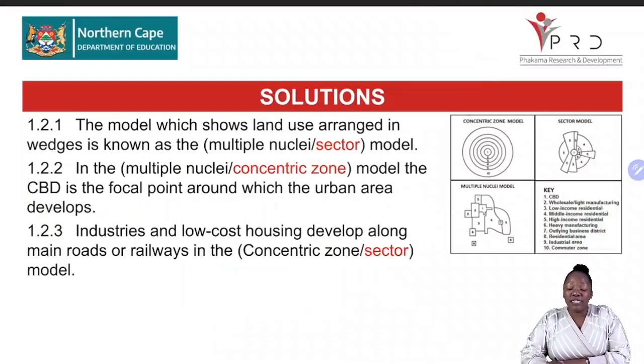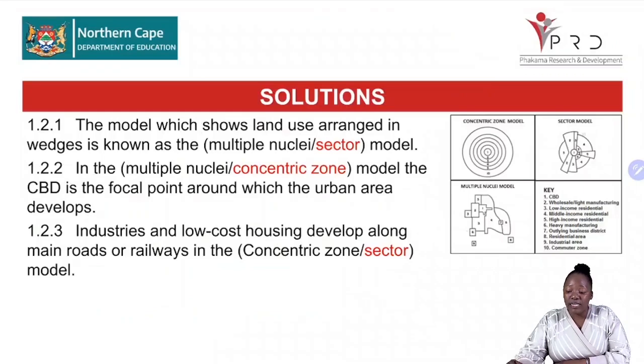So we're looking at our first question. As it says, the model which shows the land use arranged in the wedges is known as, it's a sector. As you can see, there is a wedge, there is a wedge, there is a wedge, there is another one. So it's the sector model.